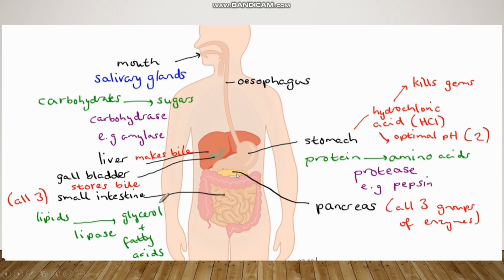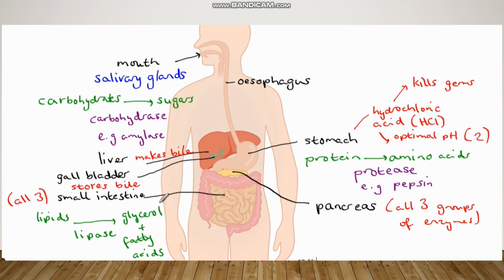So here the lipids get broken down as well as the other two food groups. So lipids are broken down by the enzyme called lipase. You can see that over here. So lipase enzyme breaks down lipids into one glycerol molecule and 3 fatty acids.